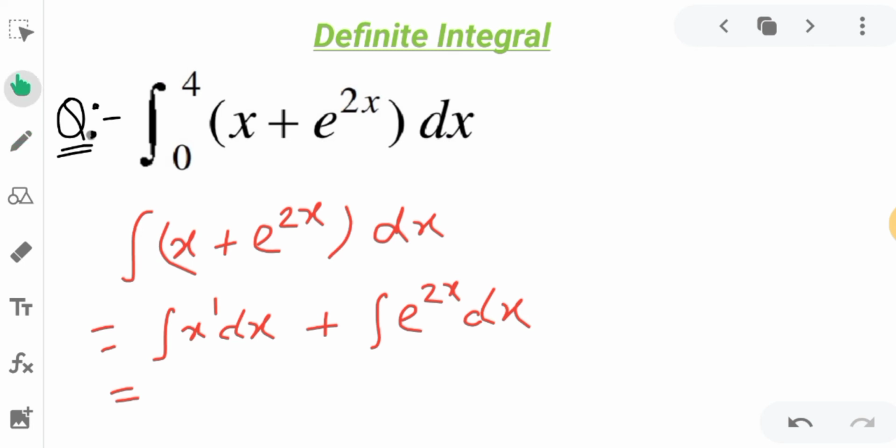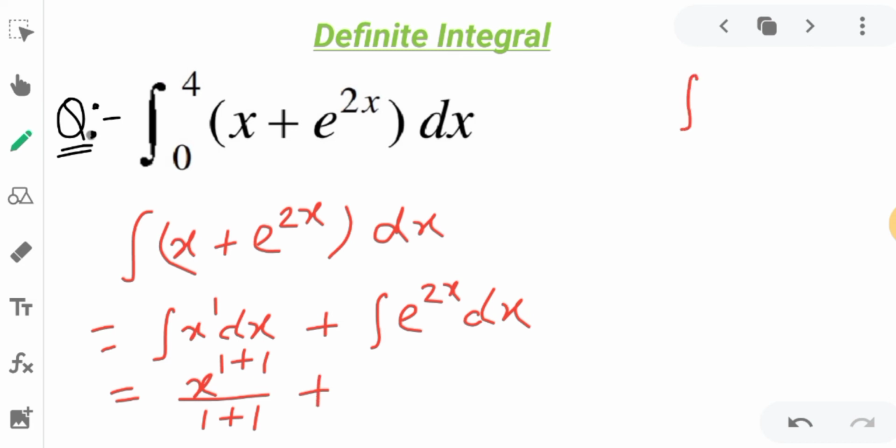So I will use the formula x to the power n dx. The integration result will be x to the power n plus 1, divided by n plus 1. Here n value is 1, so it is x to the power 1 plus 1, divided by 1 plus 1. So this is the first integration result, plus e to the power 2x.